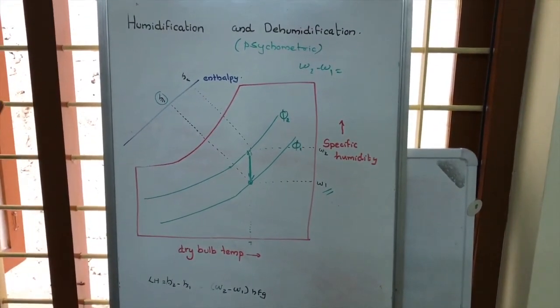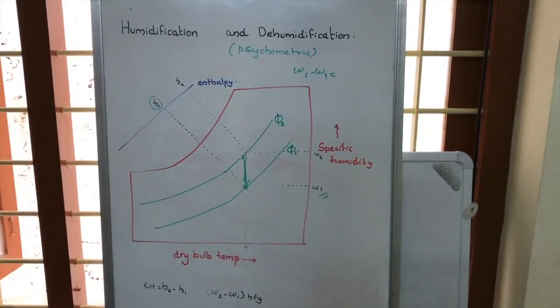So this is about humidification and dehumidification, which is explained by use of the psychrometric chart.